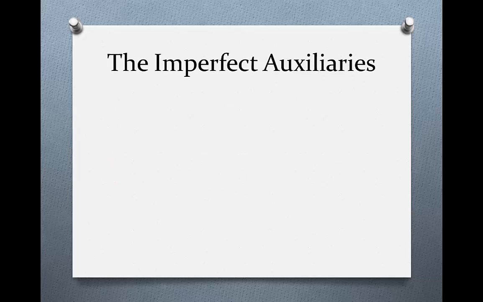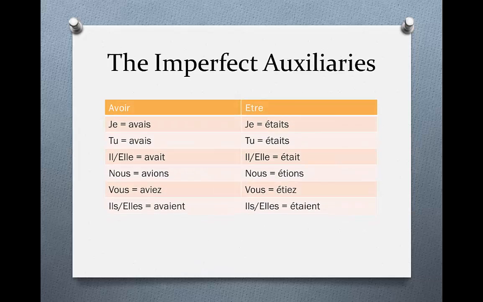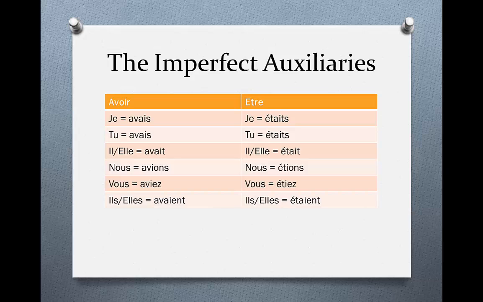We're going to have a look at the imperfect auxiliaries now. We've had a look at auxiliaries in the past in the passé composé, and as we know, there are a couple of verbs which are put before the second conjugated verb in a sentence to make it a past tense. And as always, they can either be avoir or être, depending on the verb that we're going to be conjugating with in the sentence. So for avoir, for je, we use avait.